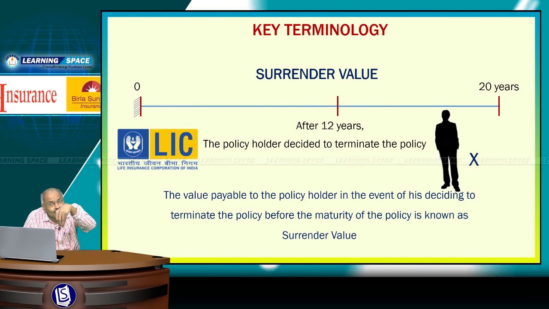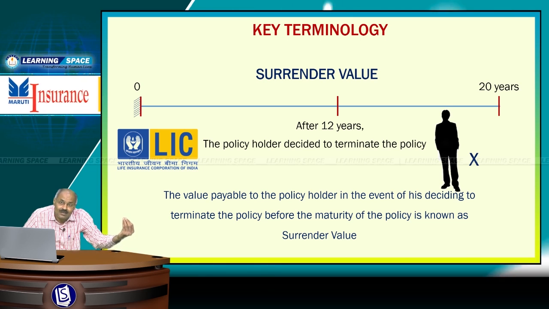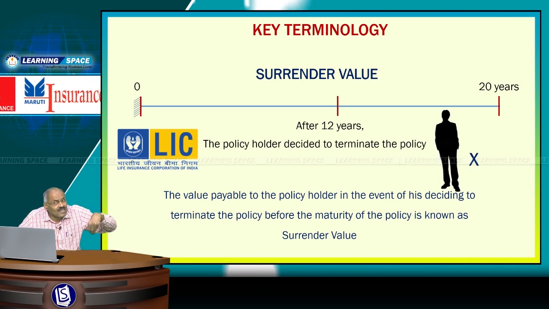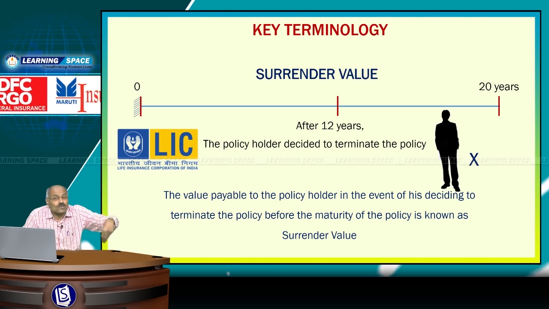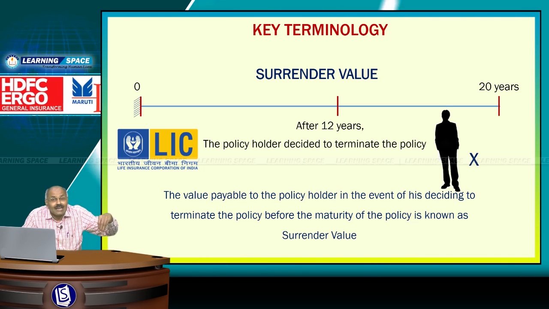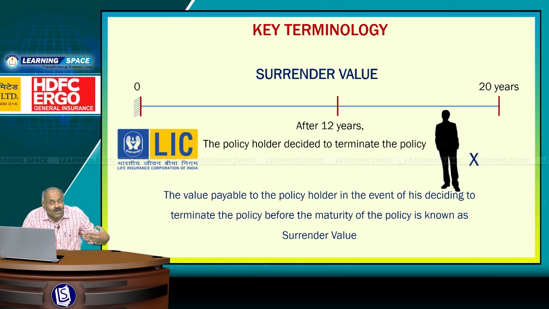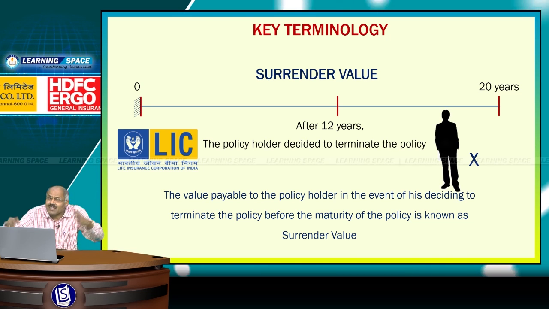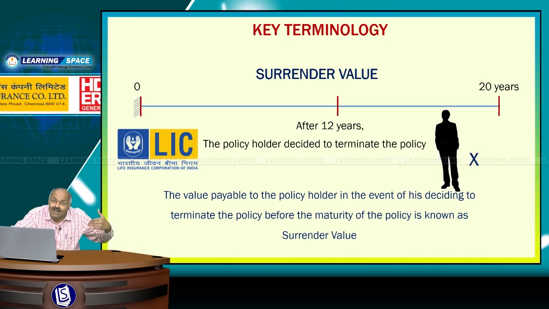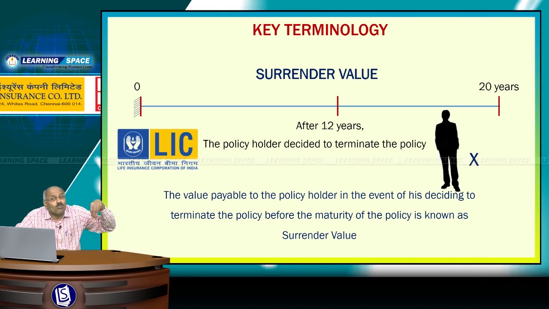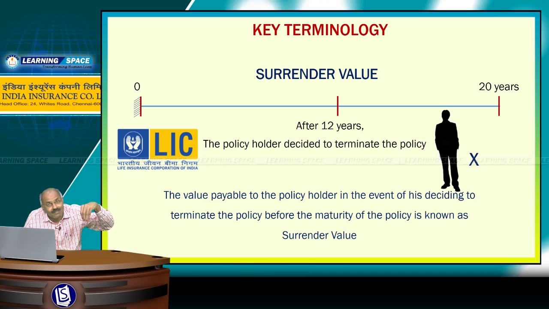Then look at the surrender value. Let us take an example, X has taken a policy from LIC. The original term of the policy is 20 years, but the policy holder decided to terminate the policy after 12 years. The value payable to the policy holder in the event that the policy holder or the insured decides to terminate the policy before the maturity of the policy. Here the maturity period is 20 years, but X decided to surrender the policy after 12 years. Under those circumstances, how much money will be paid by the insurer to the insured is known as surrender value.